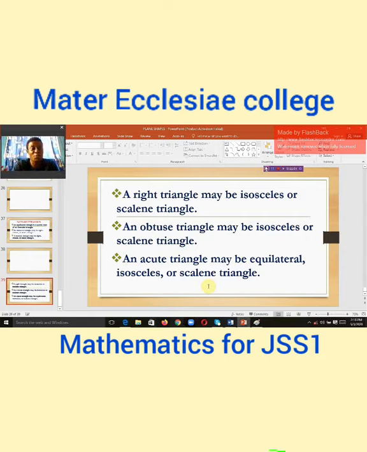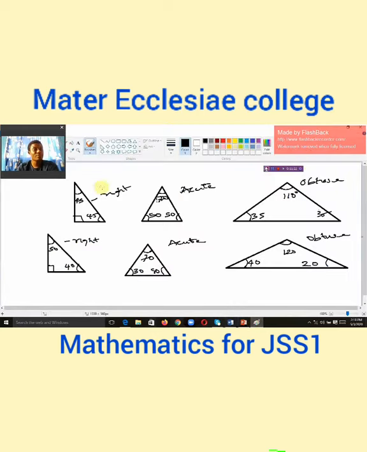So these are some hidden facts that we need to know. And I have proved it. I have shown you why or how an acute triangle may be equilateral, may be isosceles, or may be scalene. Why obtuse may be isosceles or scalene, at least from the diagram. This is a right angle triangle. Both of them are right angle triangles.